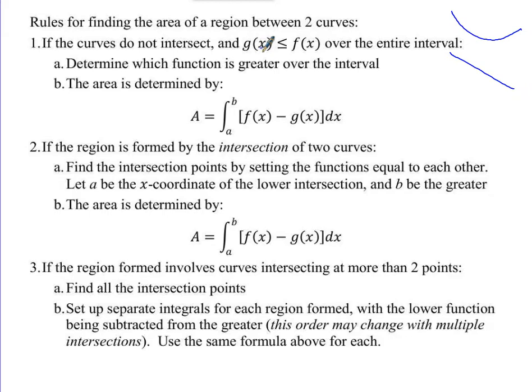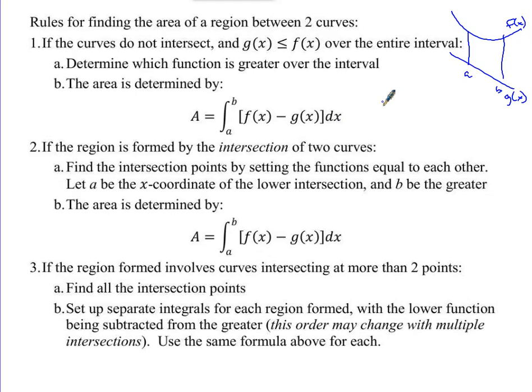And g of x is less than or equal to f of x over the entire interval. So what that's saying is g of x on the graph, as you look at it, is lower than f of x. Then determine which function is greater over the interval. Well, I just did that. The area is determined by the integral from a to b, so maybe that's a and that's b, of f of x minus g of x dx. You guys already know that.